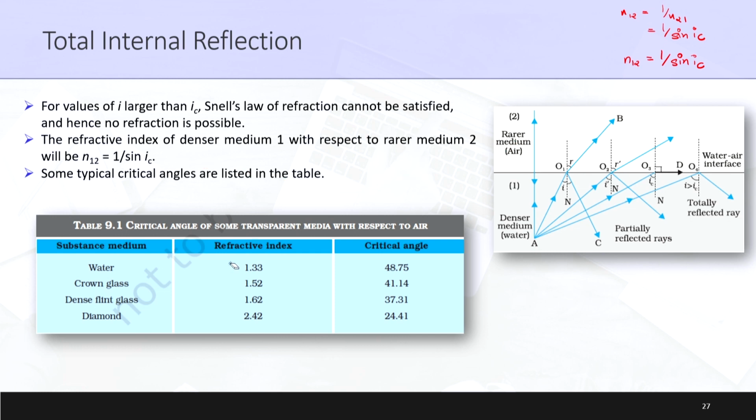Okay, next, some typical critical angles are listed in the table. For the media water, crown glass, dense flint glass and diamond, the refractive indexes are given: 1.33, 1.52, 1.62, 2.42. Therefore, when you do the sine inverse of them, you will get the critical angles equal to 48.75 degrees, 41.14 degrees, 37.31 degrees, 24.41 degrees. As you can see, except water, everything has a critical angle which is less than 45 degrees.